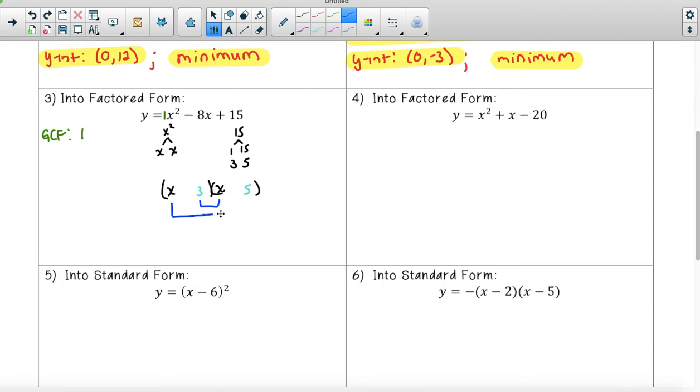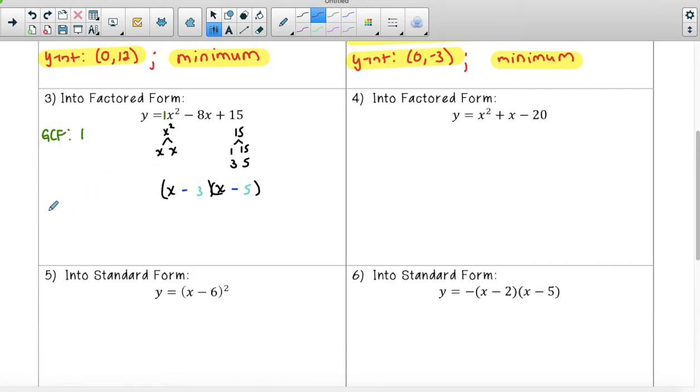Now I'm going to check. 3x and 5x. So I have 3 times x is 3x, and x times 5 is 5x. I need that to give me an 8x, which 3 and 5 can if I have them both negative. So negative 3 and negative 5 will add to a negative 8, but I have to check to make sure they will still multiply to a positive 15. Negative 3 times a negative 5 will give us a positive 15. That means that both of these should be negative. I have now checked, so I know that my factors are correct, and my GCF was 1, so I have the 1 on the outside.